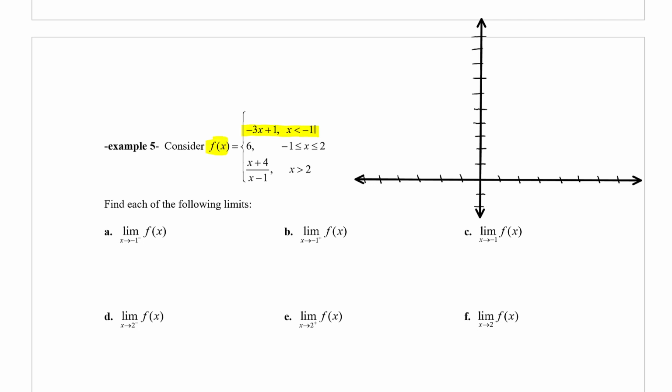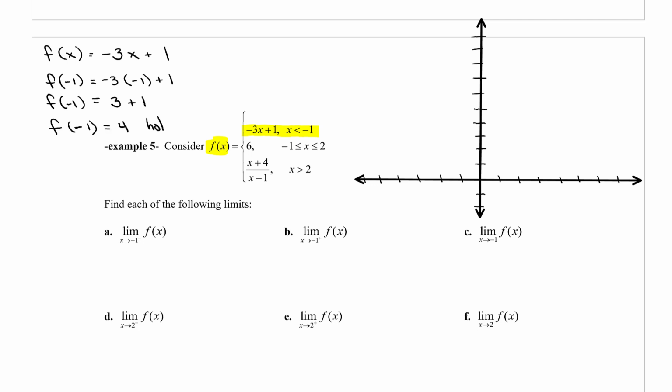I'm going to go ahead and highlight the first piece of this piecewise function, where it says f of x equals negative 3x plus 1 when x is less than negative 1. So now I'm going to write in the upper left-hand corner of the screen, f of x equals negative 3x plus 1. In order to draw the sketch of this graph, I'm going to find what f of negative 1 is equal to. f of negative 1 is equal to negative 3 times negative 1 plus 1. f of negative 1 is equal to 3 plus 1. So f of negative 1 is equal to 4.